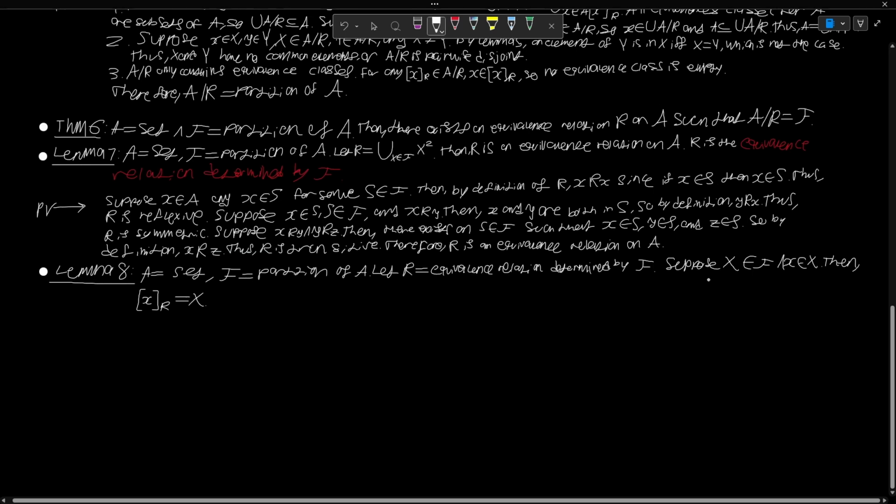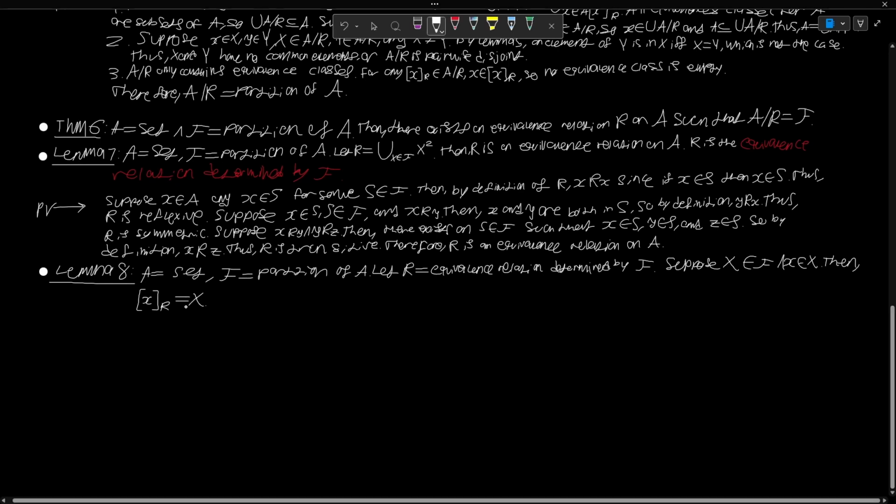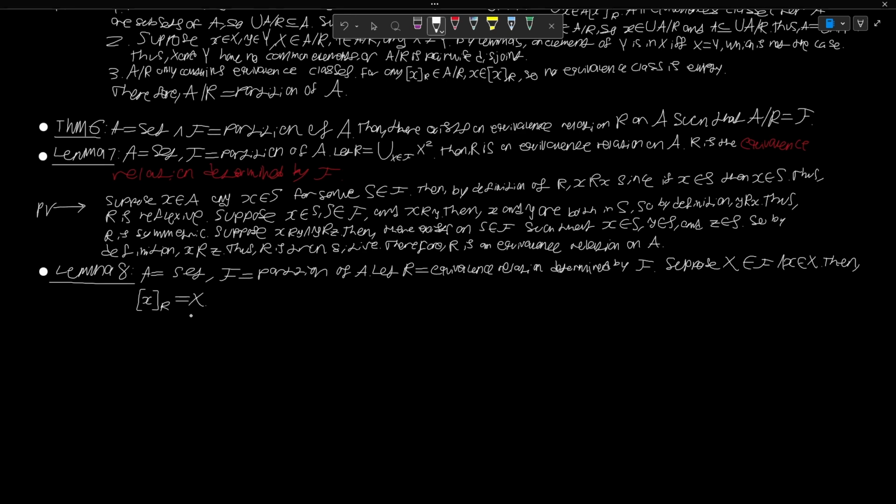And it claims that if you let big X be in F, and small x be in big X, then the class of small x will be equivalent to big X. So since this is an equality of sets, we can view this as an if and only if. So we can prove this is true if we prove that both are subsets of each other.